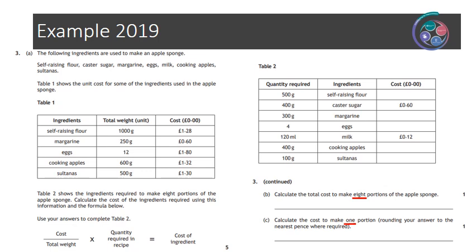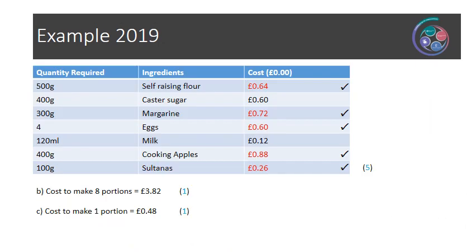Now that you've done the calculations, we need to calculate the cost to make 8 portions of the apple sponge and the cost to make 1 portion. So let's go over the answers. For 500 grams of self-raising flour, you should have had 64 pence. For 300 grams of margarine, 72 pence. For 4 eggs, 60 pence. For 400 grams of cooking apples, 88 pence. And 100 grams of sultanas were 26 pence.